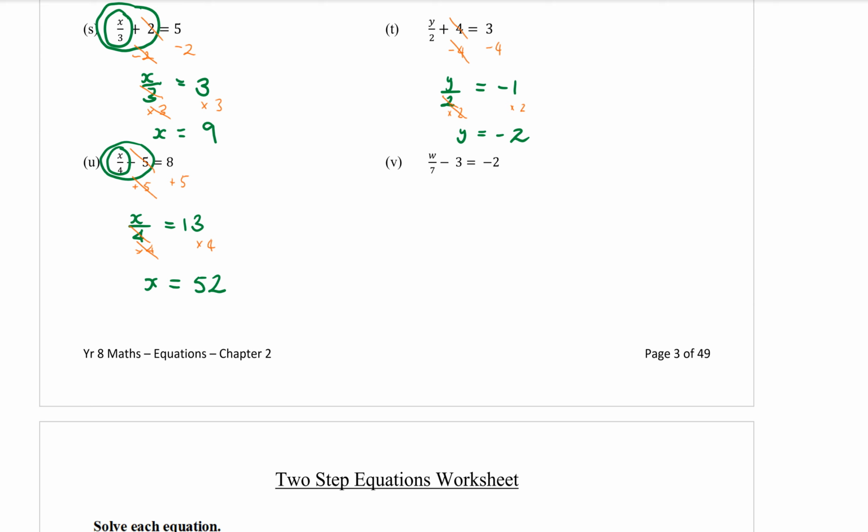Right, one last one. Do you want to try it, or do you want me to do it with you? The last one, I'll do it with you. Then you'll have a whole bunch to do on your own. So the first step is that minus 3 on the outer layer. So the opposite is to plus 3. Y over 7 equals minus 2 plus 3 is a 1. Then to get rid of the 7, the line means divide, so opposite is times by 7. Cancel that away. W equals 1 times 7, which is 7.